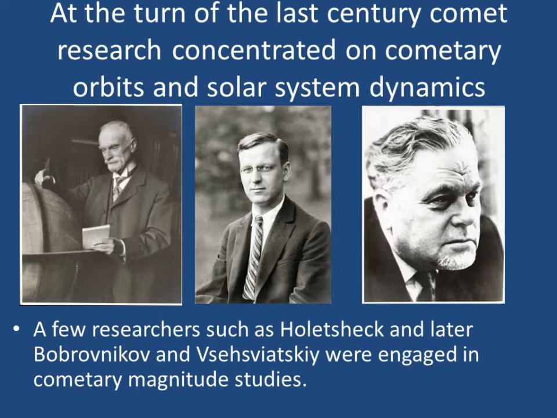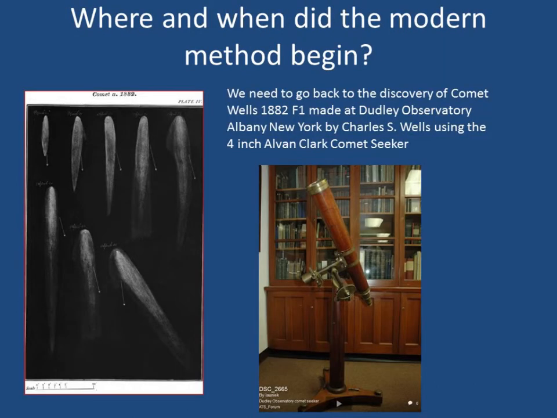Yes, Mr. Buczynski. We're engaged in comet magnitude studies, and these people were the first who really wanted to find out about comets as they came through the inner solar system and try to make some sense out of the brightness of these comets. So these three guys over the next 60 years were the main professional comet researchers of their day. Well, where did the modern method begin?